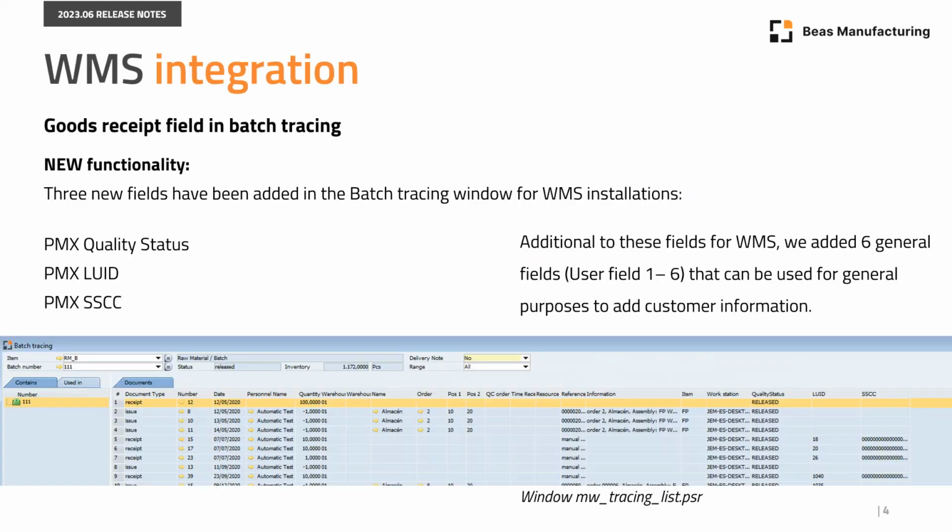As part of WMS integration, 3 new fields have been added to the batch tracing window: Quality of Status, LUID, and SSCC. Additional to these fields for WMS, we added 6 general fields, user fields 1 to 6, that can be used for general purposes to add customer information.